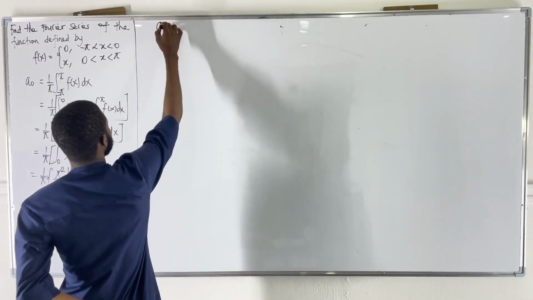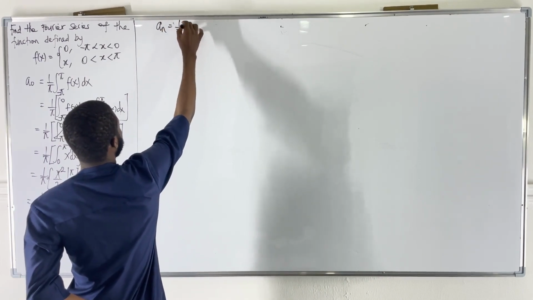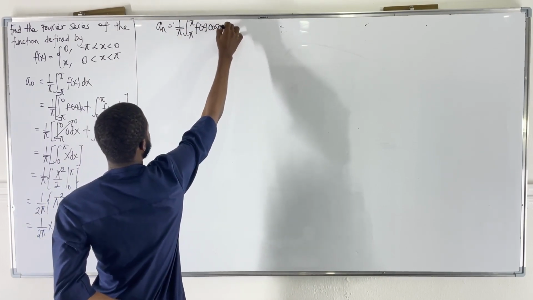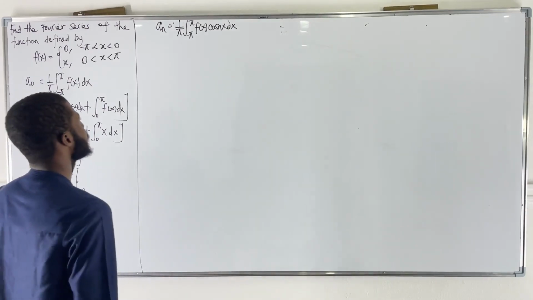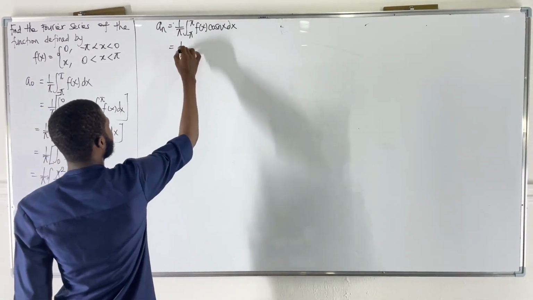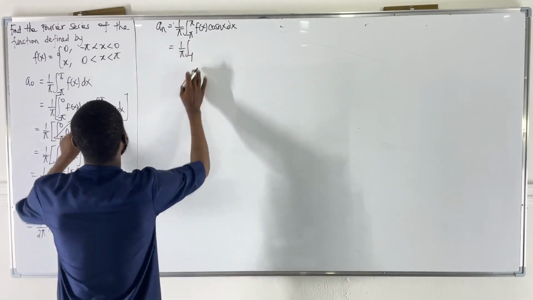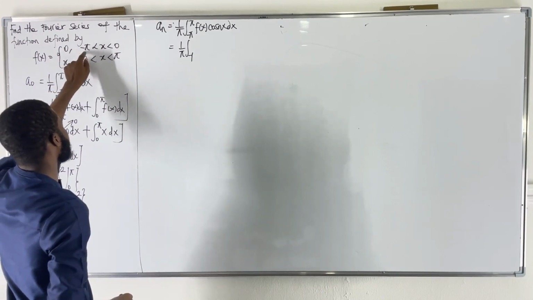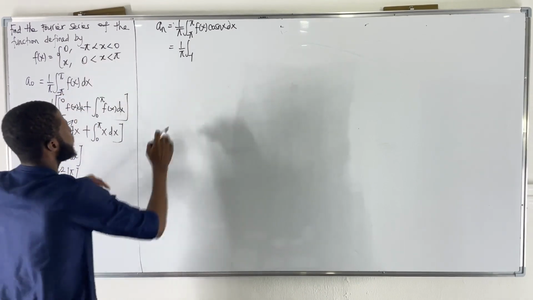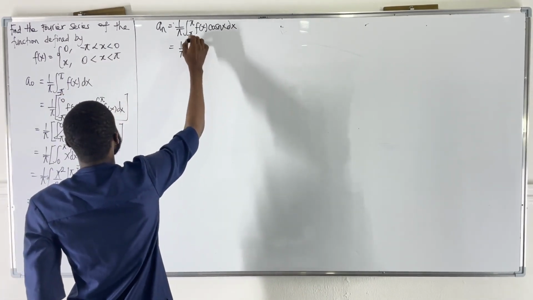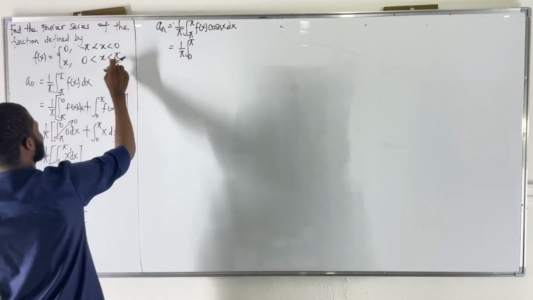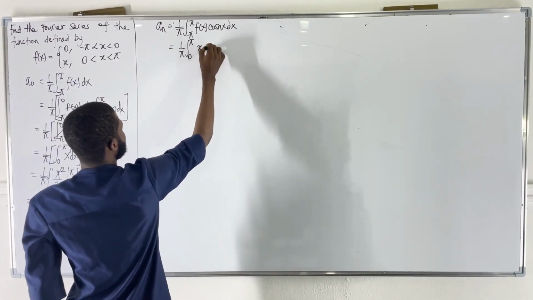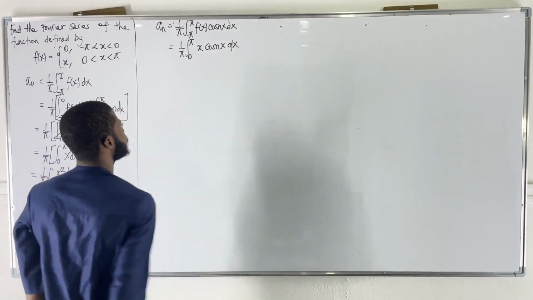Now the next thing to find is a sub n. Now a sub n is 1 over pi, integral from minus pi to pi of f of x cos nx dx. Alright, so this would be 1 over pi, integral from minus pi to pi. Now remember I said we're going to skip the minus pi to 0 because the function was 0 here. Since the function is 0 here, we're going to skip it. So let's go to 0 to pi. The f of x from 0 to pi is x. So f of x was x. Then you put your cos nx dx.